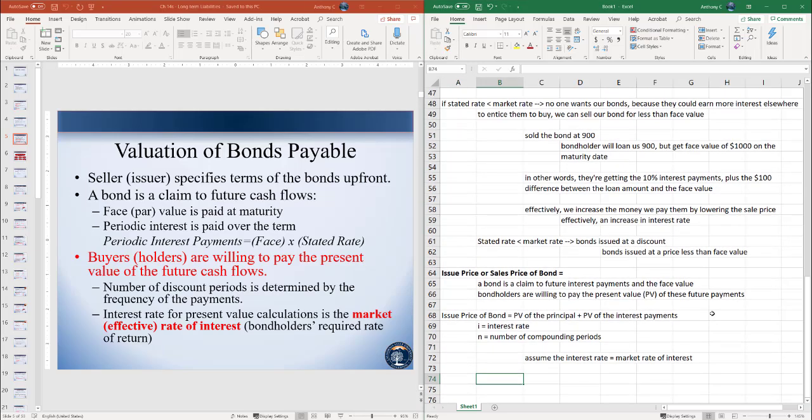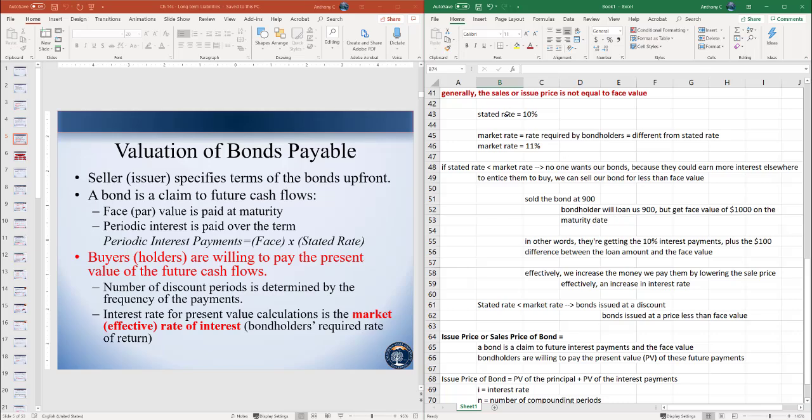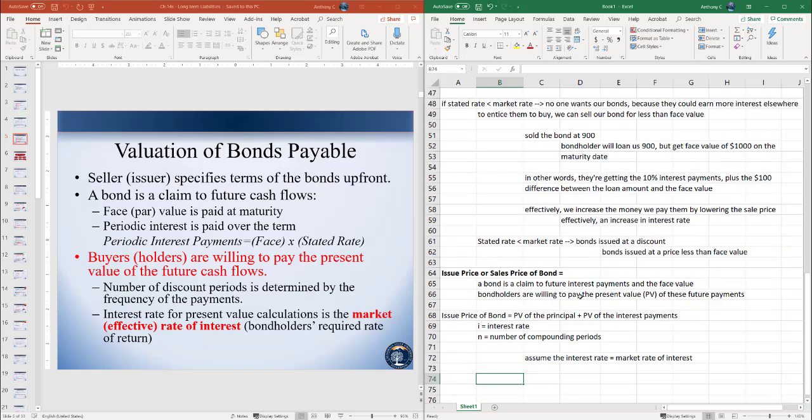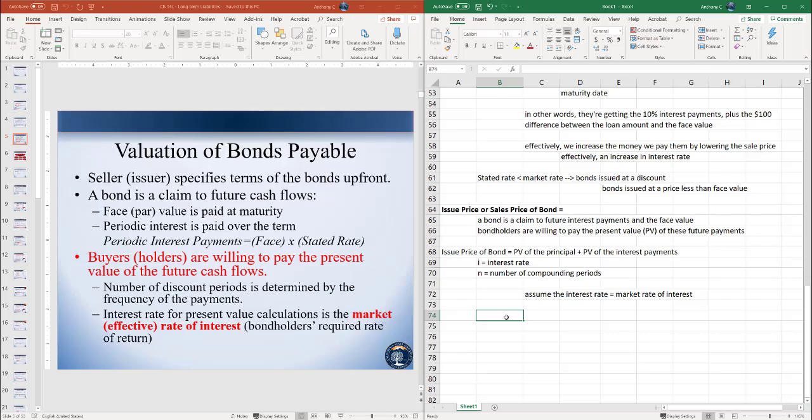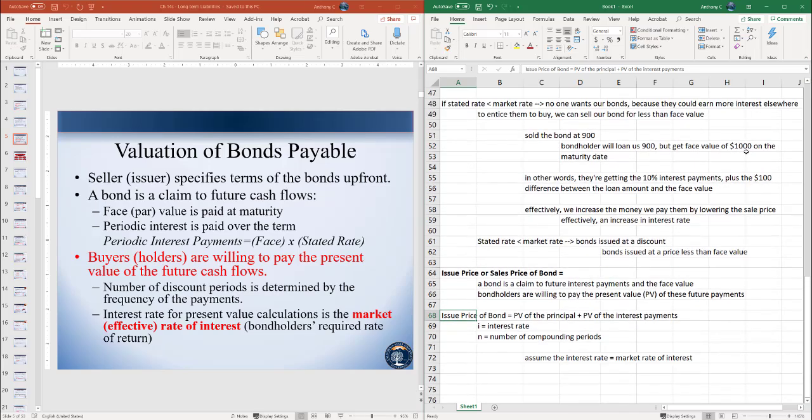In other words, in the example above, our stated rate is 10% and our market rate is 11%. So we would discount the present value of the principal and the present value of the interest payments back using the market rate of 11%, and whatever the issue price is, it'll be under $1,000. I don't know exactly what the number is without calculating it, but let's just say it pops out like 950. If we sell the bond at 950, we're effectively increasing the interest rate to 11%.